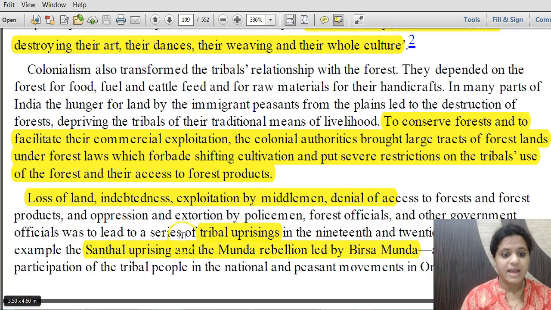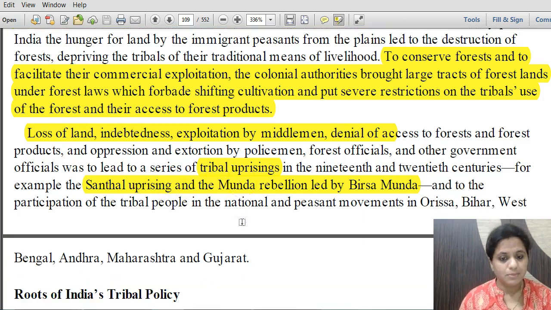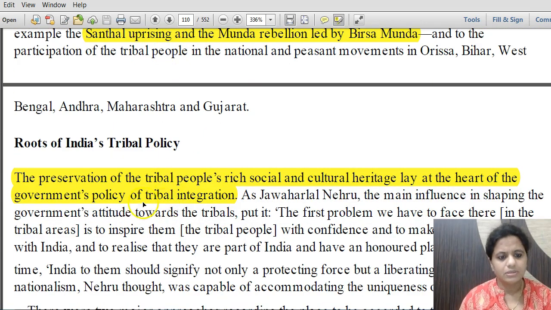So loss of land, indebtedness, exploitation by middlemen, denial of access to forest and forest products, oppression by policemen, forest officials, etc. led to tribal uprisings. The most prominent of them were the Santhal uprisings and the Munda rebellion, which was led by Birsa Munda. So these were the tribal uprisings which we study in history as well. So this was during the colonial rule.